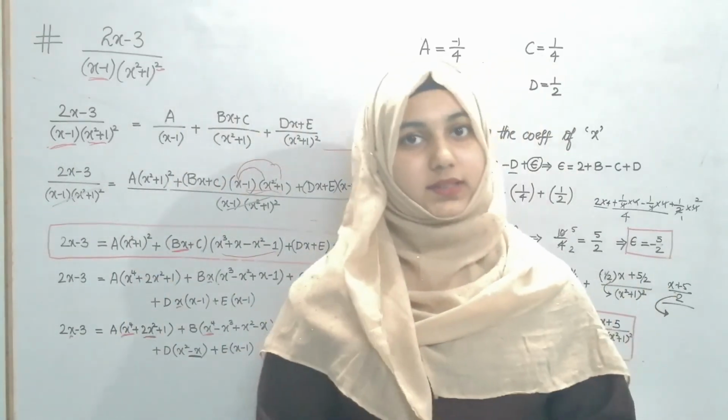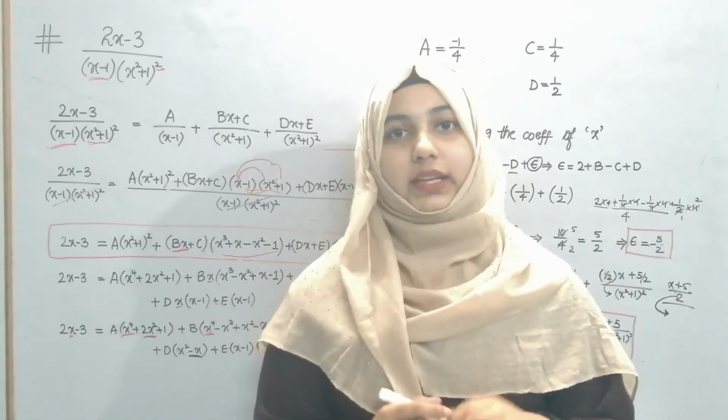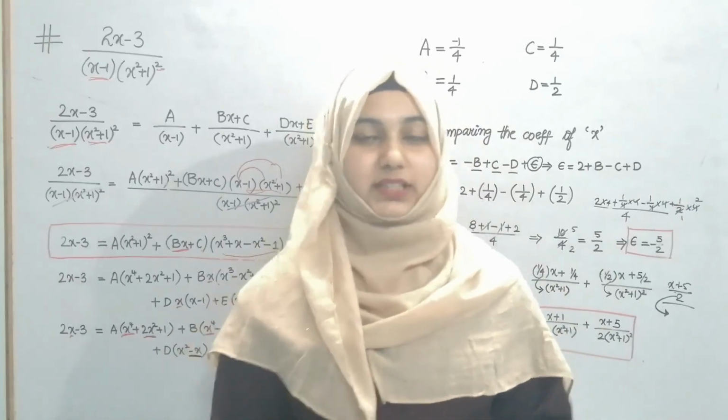So type 1 is done, type 2 is done, type 3 is done, type 4 is done. Now what is left? Only the improper fraction is left. We'll see what an improper fraction is in the next video. So that's it for this video.